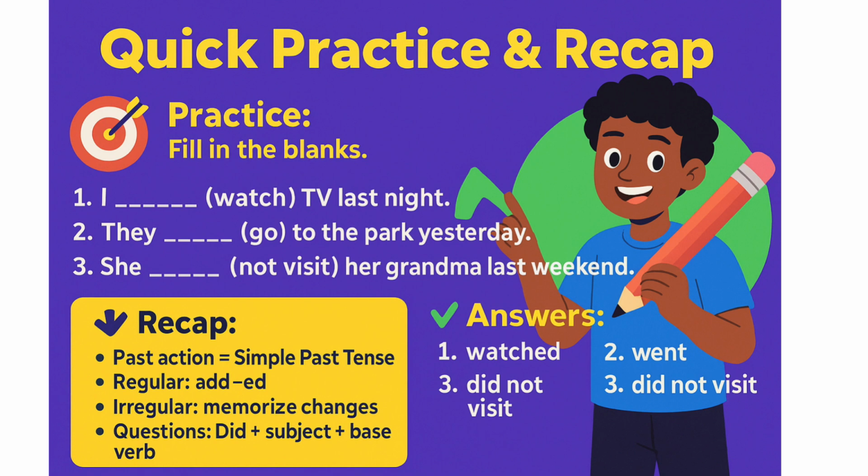Got your answers? Let's check. Number 1. Watched. Number 2. Went. Number 3. Did not visit. Remember, for regular verbs like watch, we add ed. For irregular verbs like go, the past form is went. And for negatives, we use did not plus the base verb.